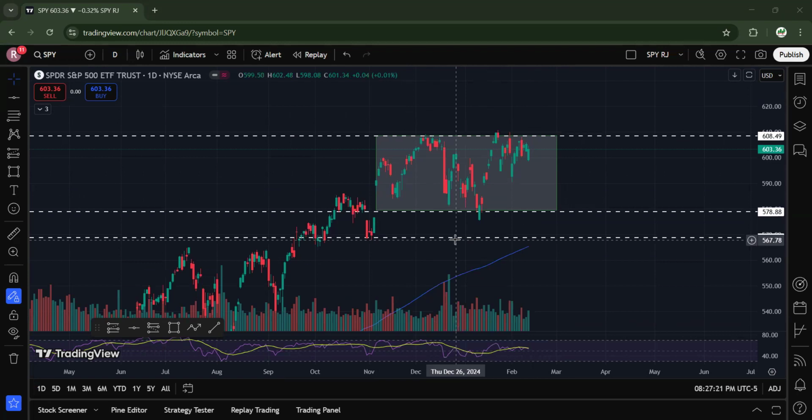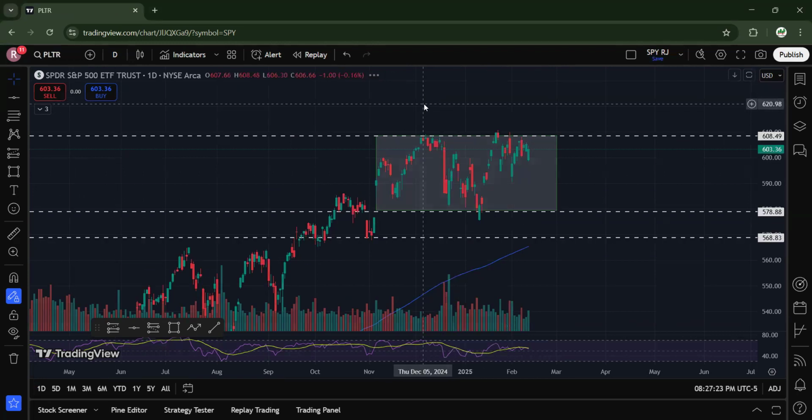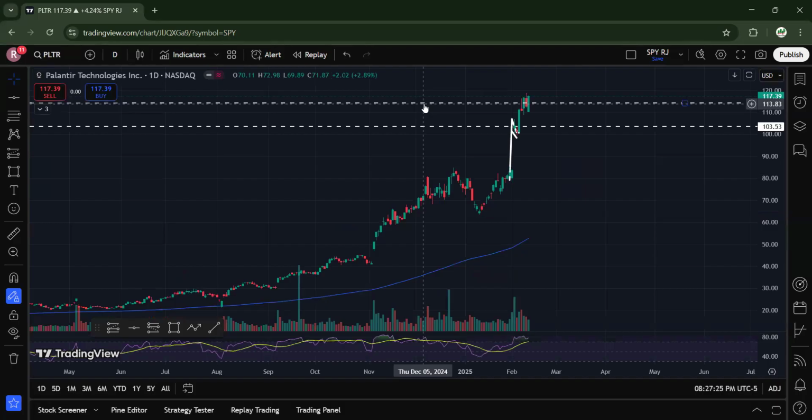Let's look at another stock. This is a good one.